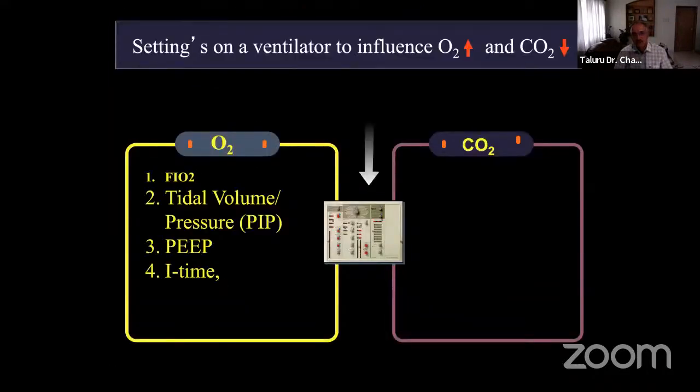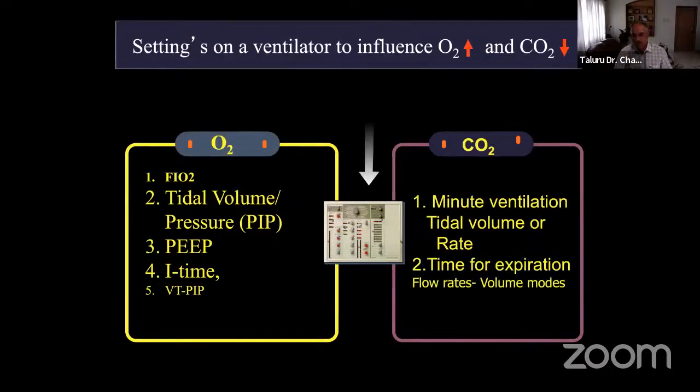And this is something you should know when you want to alter your SpO2. It is always FiO2, tidal volume, PEEP, I time. Whereas for carbon dioxide, in a normal patient, it will be minute ventilation, but not in a COPD. When it becomes COPD, it becomes alveolar ventilation, because dead space comes into the equation. When I speak of COPD, I'll teach you. And the time for expiration.